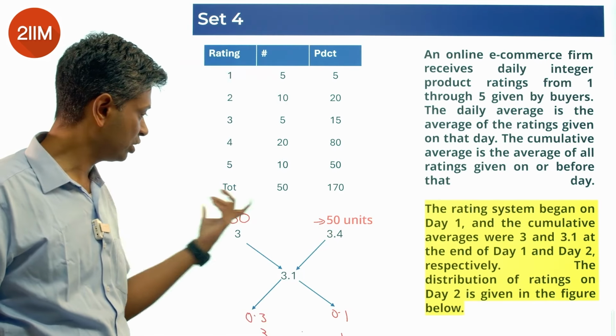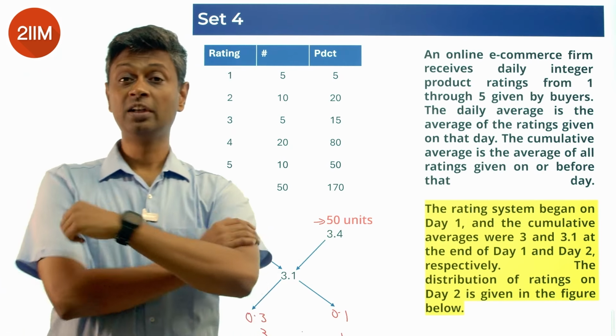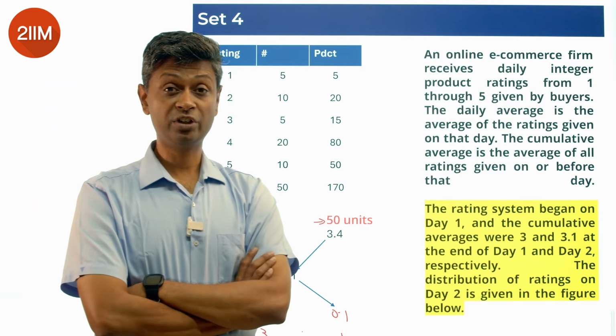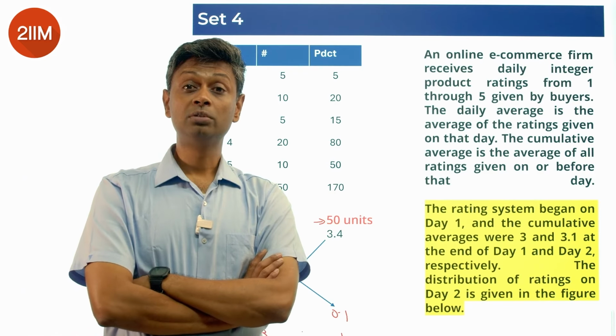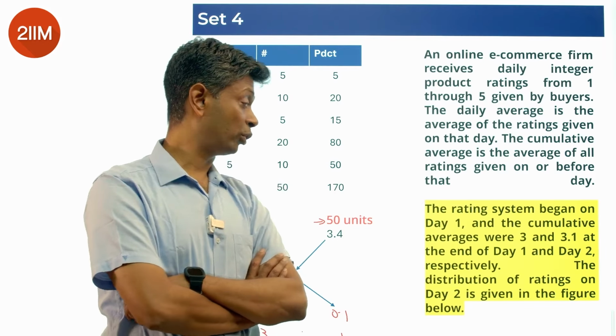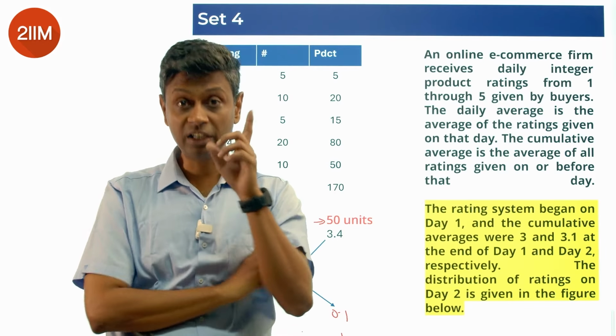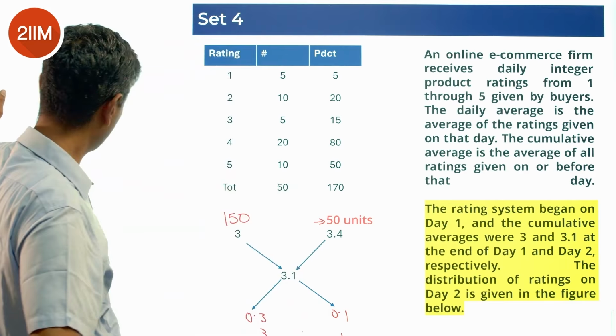There are 50 units here. It should be 150 units. On day 1, there are 150 buyers giving an average rating of 3. On day 2, 50 buyers giving an average rating of 3.4. On day 3, there are 100 buyers whose average also we can find.